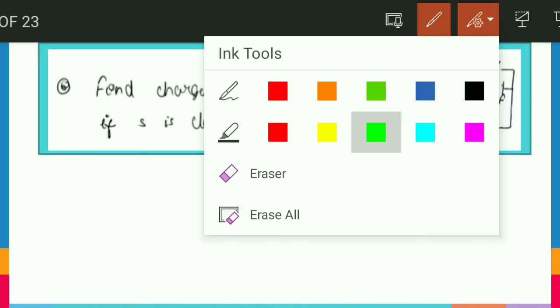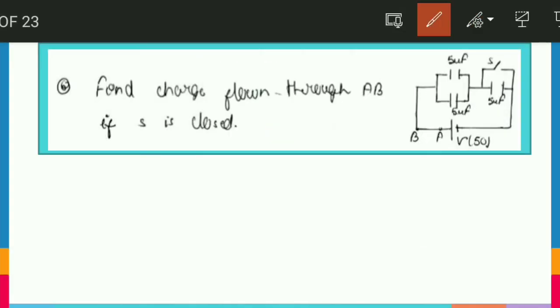Yes friends, let's see this question, how we have to do this. Actually, this is also an easy one, but I have given it to confuse you a little bit. But let's see whether you are confused or not. We have to find the charge flown through AB, when S is closed. This is our switch.